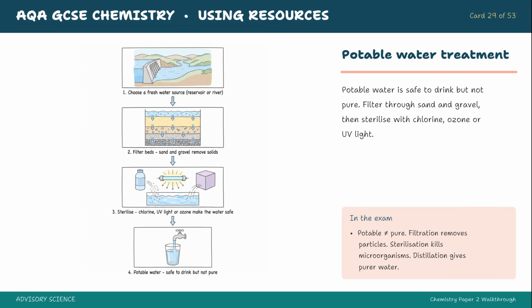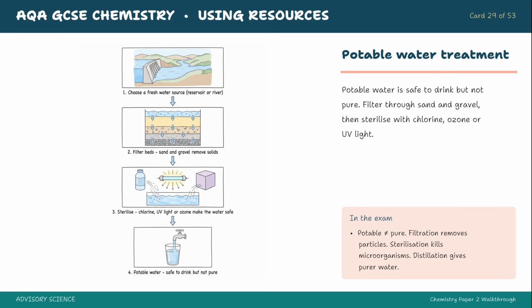Required practical: analysis and purification of water. In this required practical, you analyse water samples and then purify one by distillation. First, you test the pH of each sample using a pH meter or universal indicator. Then you find out how much dissolved solid is present by evaporating a measured volume of the water and weighing what's left behind. Finally, you purify the water using distillation.